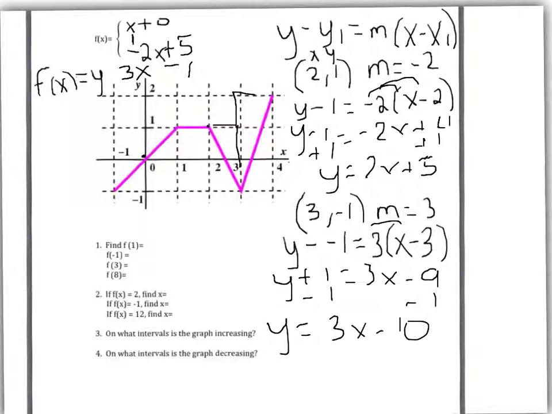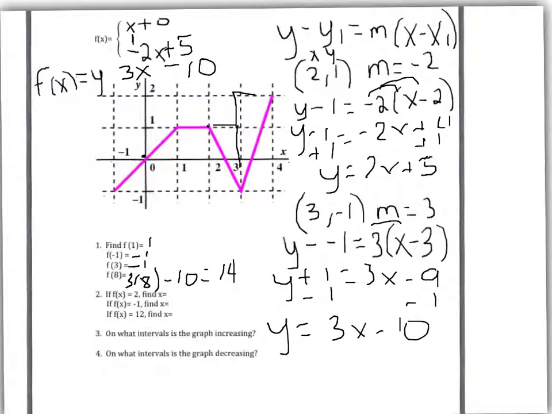And so then I have them evaluate down below to see if they know the difference between the f of x notation and when you're trying to find x. So f of 1 means that x is 1, what would y be on the graph? When x is 1, y is also 1. f of -1 means when x is -1, what would y be? It's also -1. f of 3 means when x is 3, y is -1. And f of 8 is that last line segment. If it continued on, if x was 8 and you plugged into that last line segment, you would get 3 times 8 minus 10, which is going to be 14.